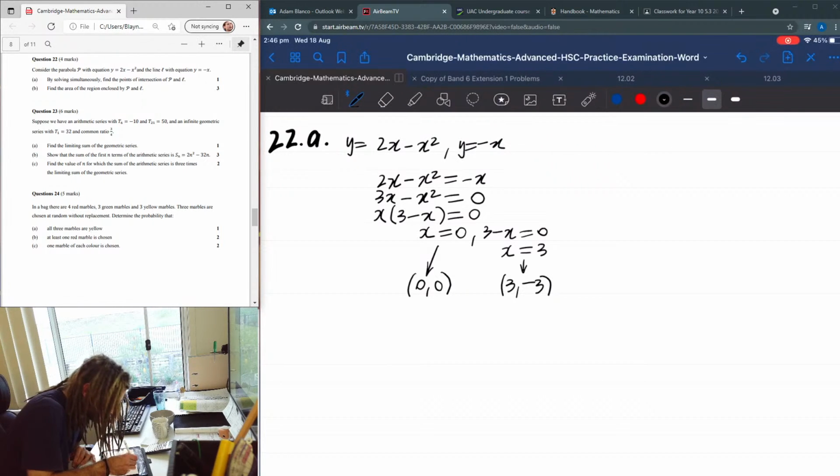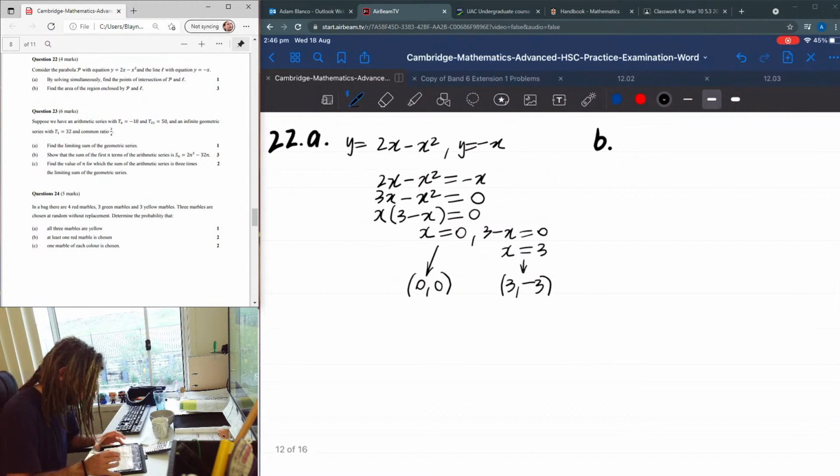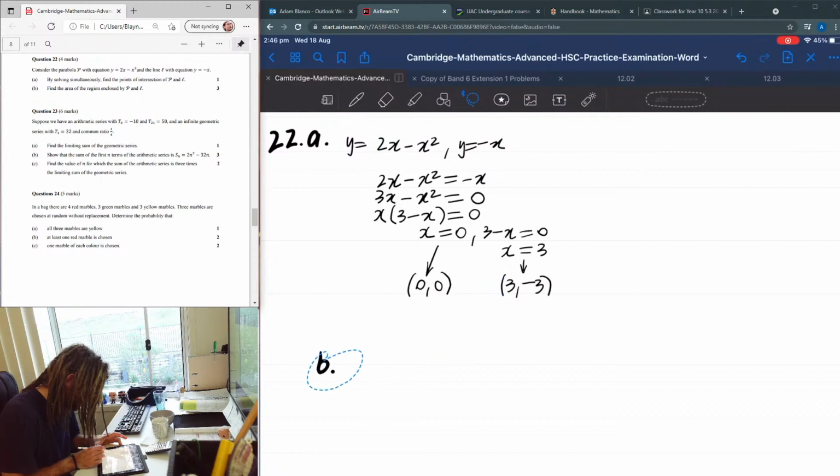Okay, B. What does it want now? Find the area of the region enclosed by P and L. Okay, I think I need some room for that. Let's draw what that looks like.